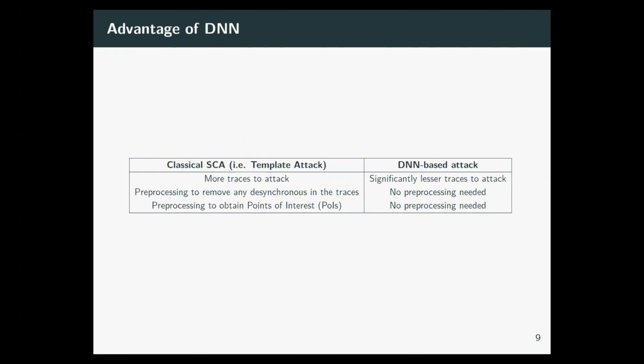Secondly, in classical side channel analysis, pre-processing is needed to remove any hiding countermeasure, such as desynchronization, or to obtain relevant sample points known as points of interest before the attack can be mounted. And this pre-processing is very tedious and arduous in nature. On the other hand, deep neural network-based attacks require little to no pre-processing.